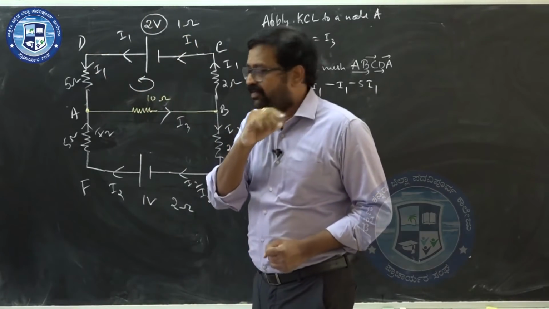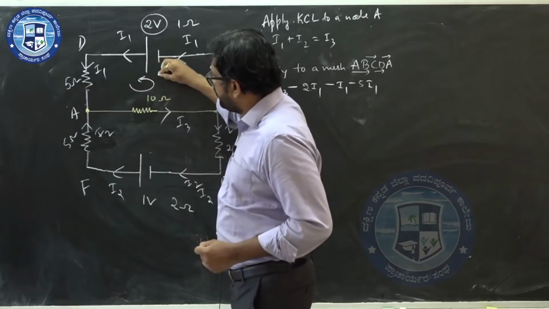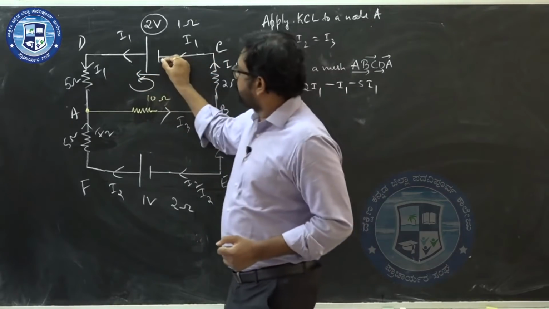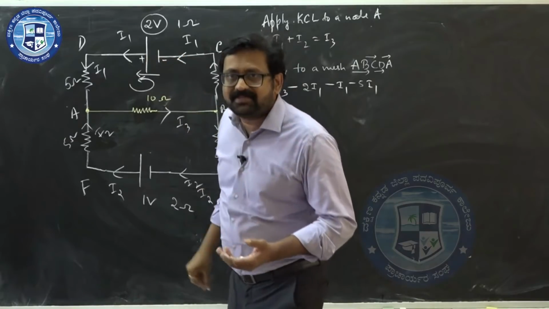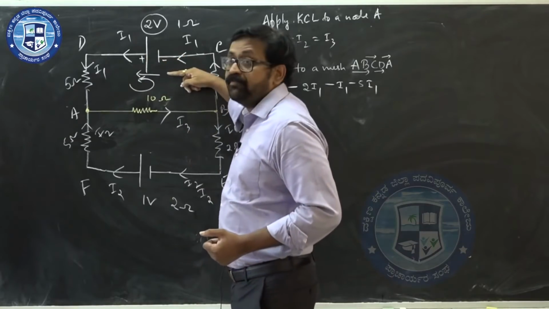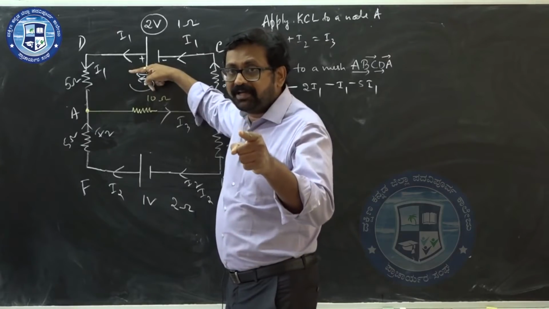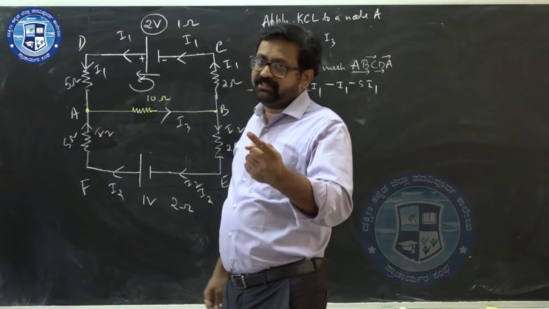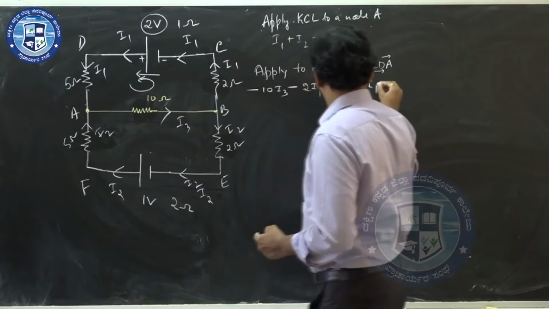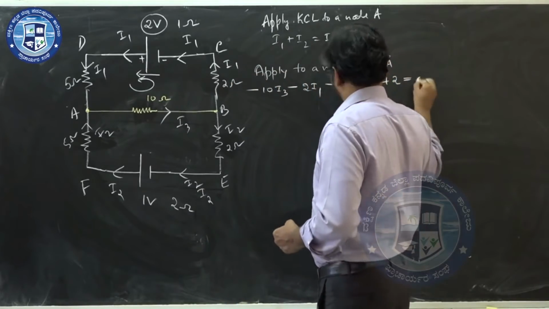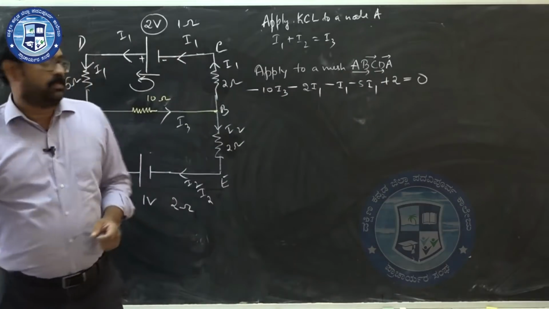Now I have to follow the sign convention. When I am moving along the direction of the traverse, when I am crossing the cell, I am moving from the negative terminal to the positive terminal of the cell, which means I am moving from a lower potential to a higher potential. That time EMF should be taken as positive according to the sign convention. Correct? So, it should be plus 2 is equal to 0.